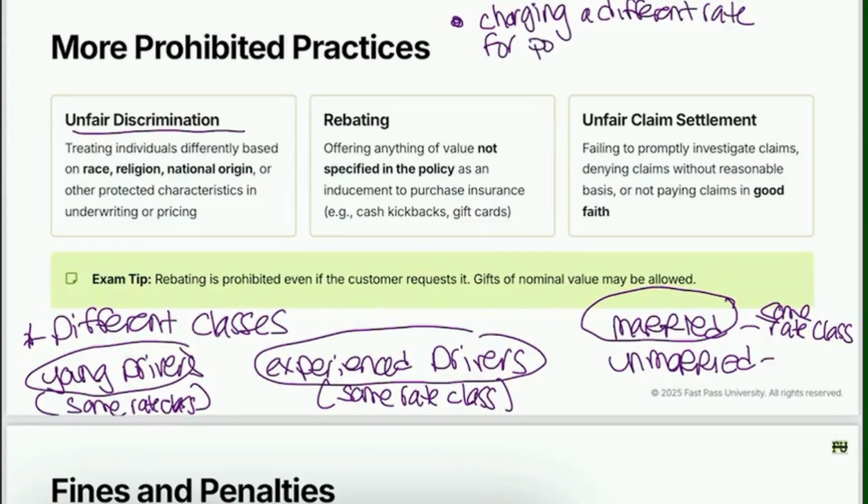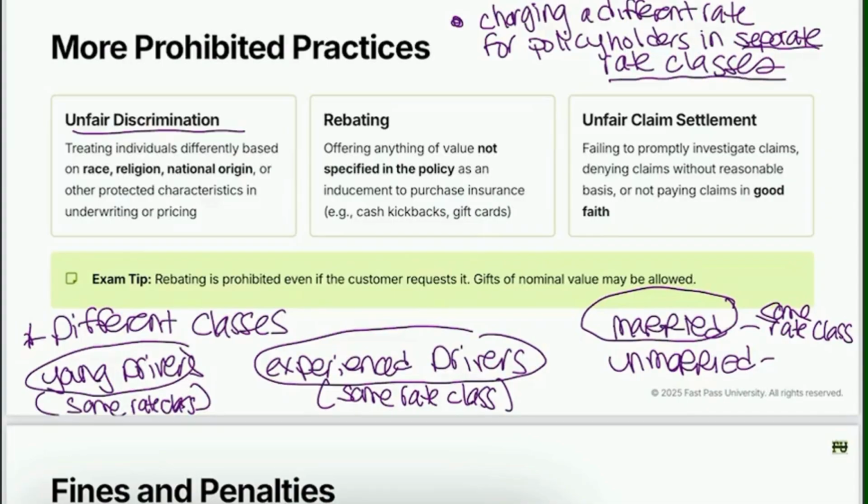So you could see charging a different rate and things like that and going, well, that's unfair discrimination. No, this is the part, the separate rate classes, that makes it not discrimination. Now, if they said charging a different rate due to race, religion, or national origin, then of course, absolutely, no matter what rate class they're in, that is unfair discrimination.